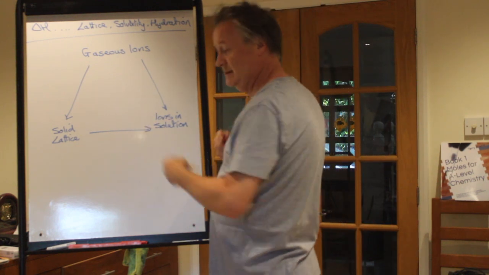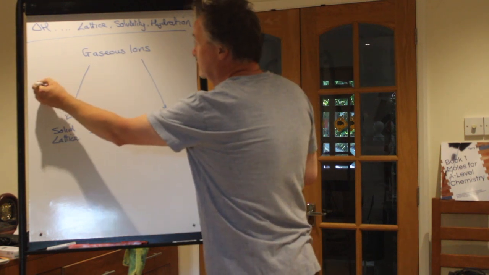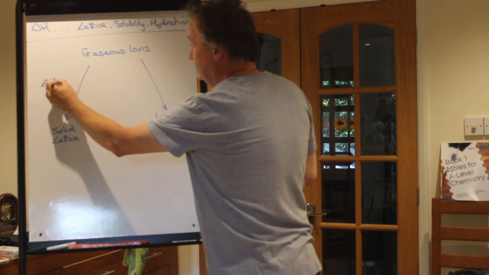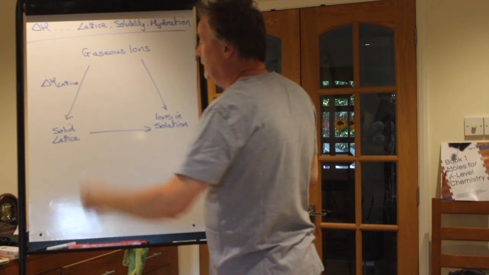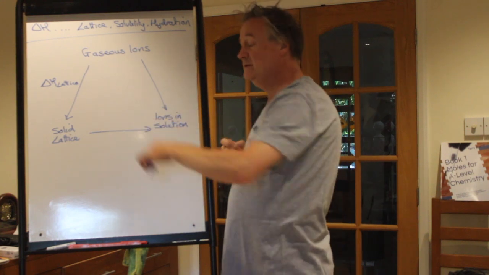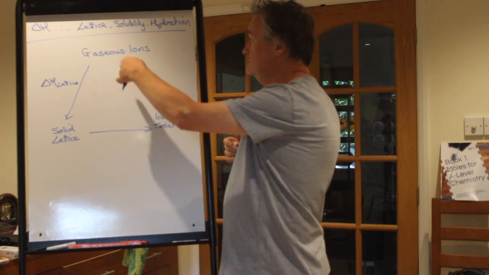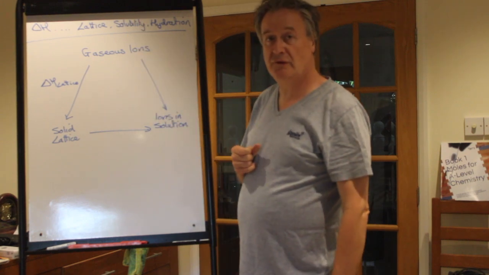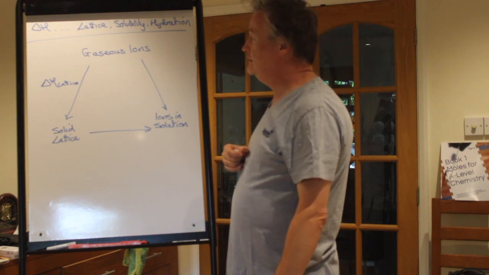So lattice, you need to know that lattice energy is this one. So you take ions that are in the gaseous state and you turn them into the solid material. Example would be sodium ions, fluoride ions, and the solid is then sodium fluoride. So that's delta H lattice.